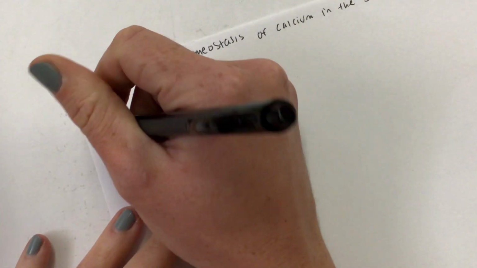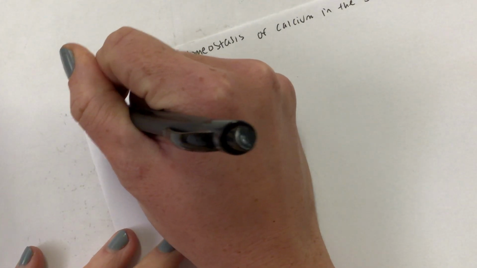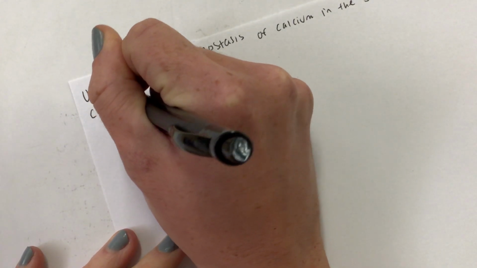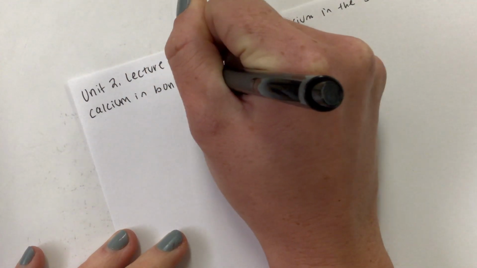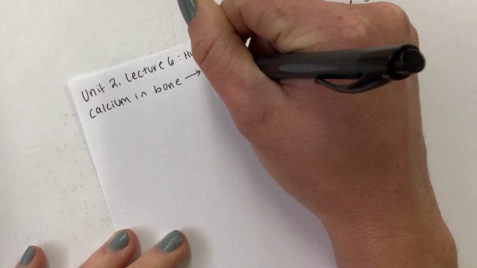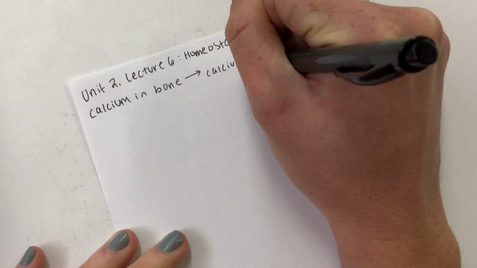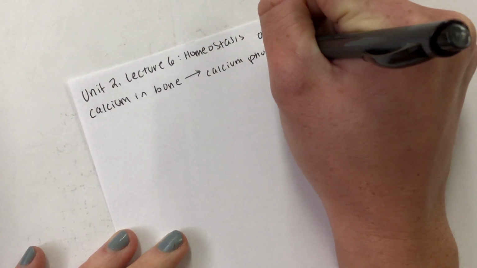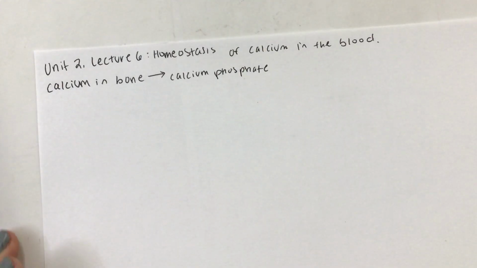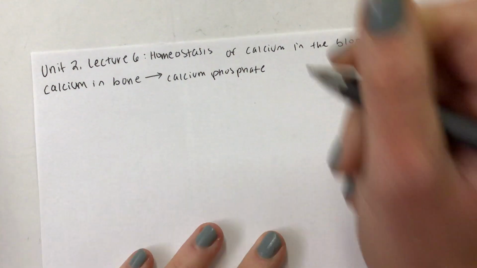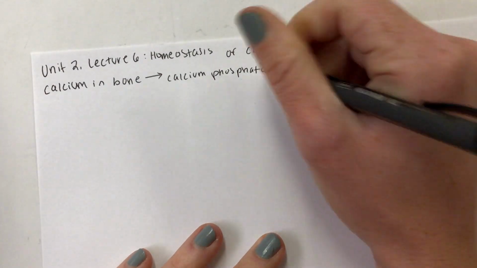So we can go ahead and write, first of all, calcium in bone is stored away as calcium phosphate, that inorganic portion of bone. And it gives the bone its hardness.